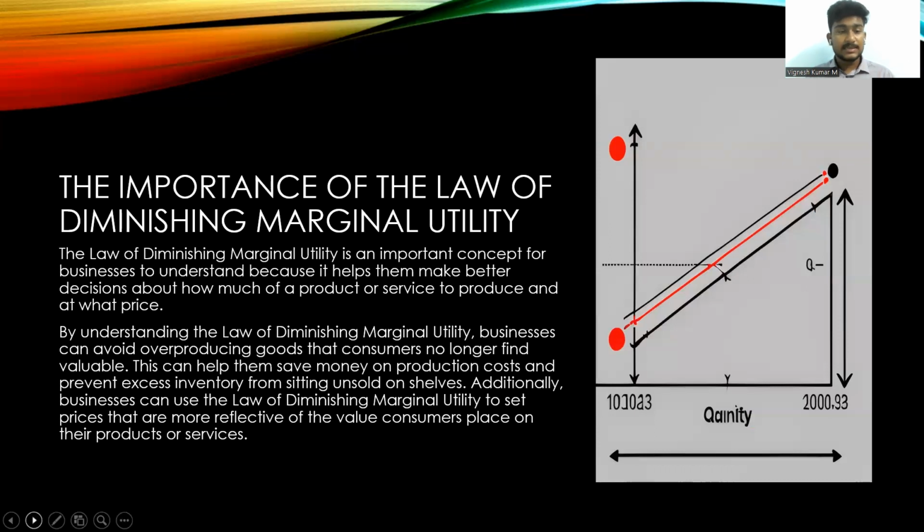Additionally, businesses can use the law of diminishing marginal utility to set prices that are more reflective of the value consumers place on their products or services. The graph really shows the importance of the law of diminishing marginal utility for businessmen: how to produce something, how to sell something, and how to fix the price for some products and services.